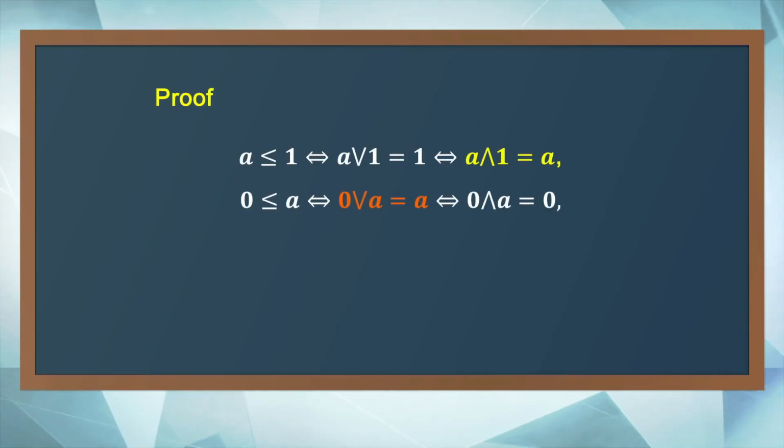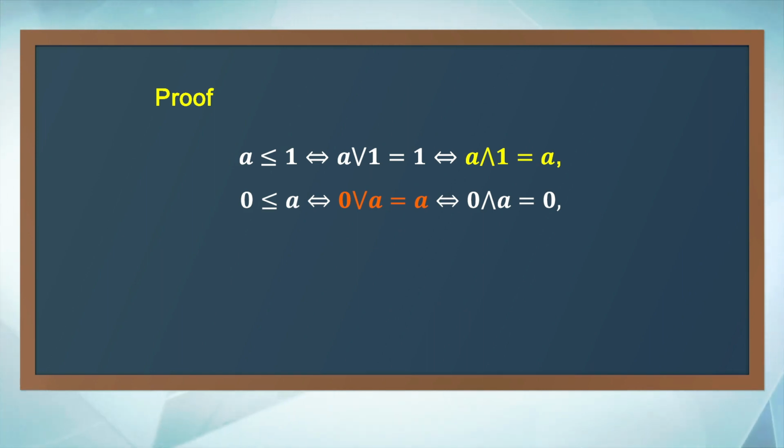By the relationship of the partial order and the two binary operations, we have A is less than or equal to 1 if and only if the join of A and 1 equals 1, if and only if the meet of A and 1 equals A. And 0 is less than or equal to A, if and only if the join of 0 and A equals A, if and only if the meet of 0 and A equals 0.